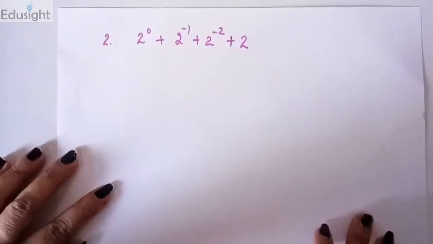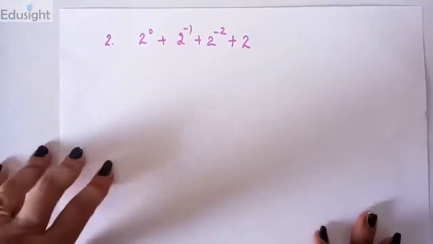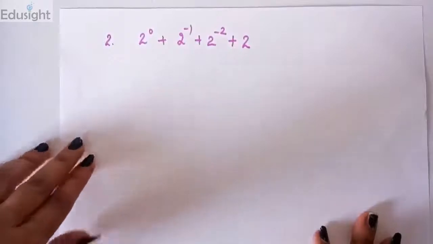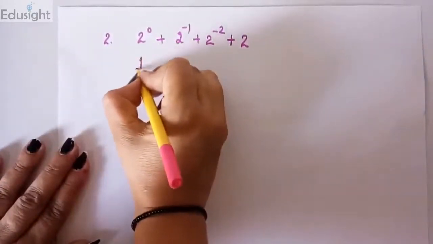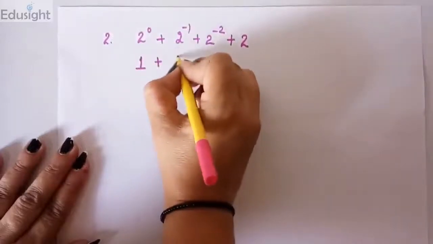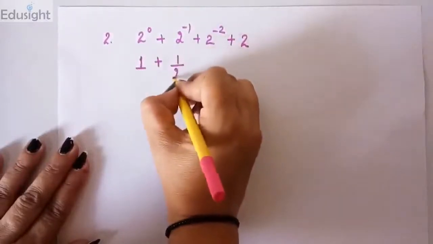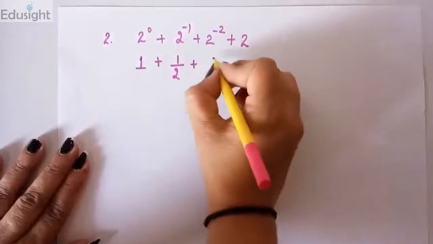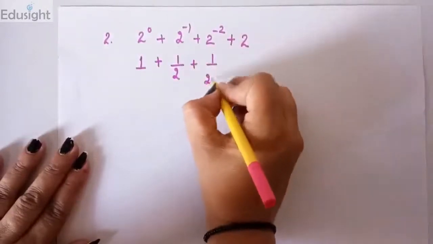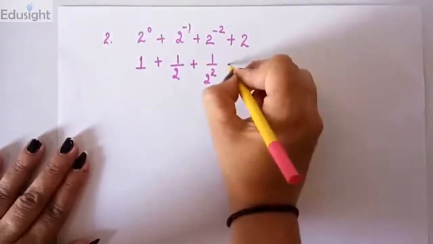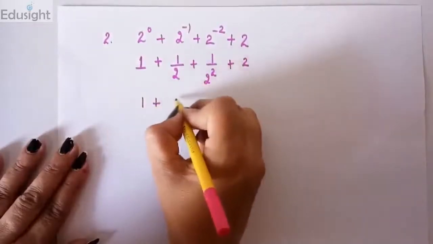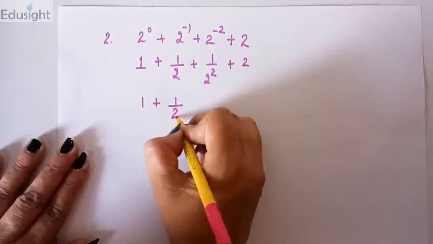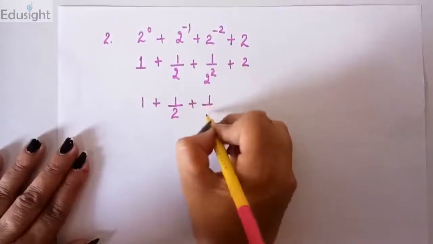Now, example number 2. Write the following term as a single term. So 2 raised to power 0 is 1. 2 raised to power minus 1 is 1 upon 2. 2 raised to power minus 2 is 1 upon 2 squared, and 2 remains the same. So 1 upon 2 plus 1 upon 4, plus 2 squared which means 4.